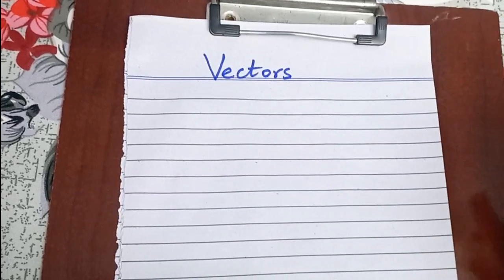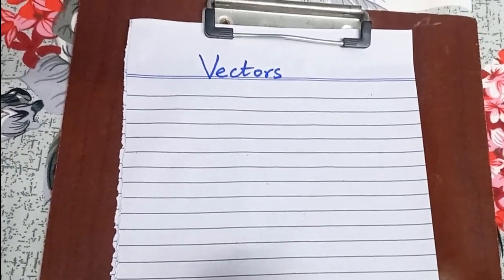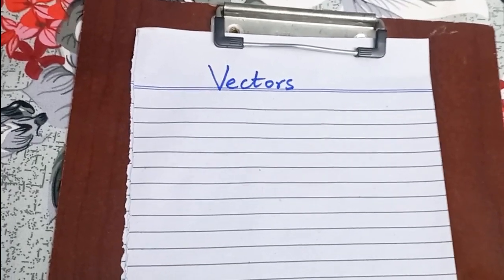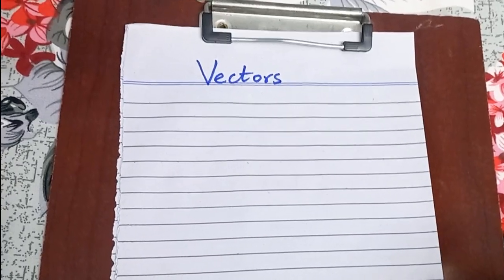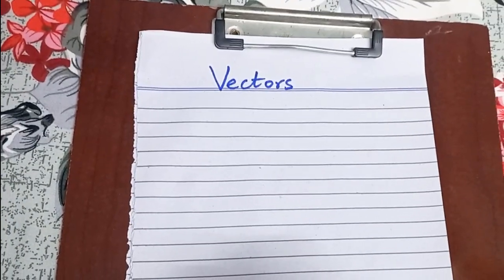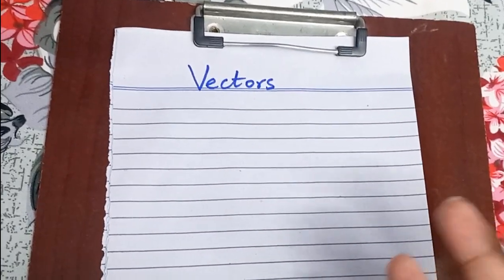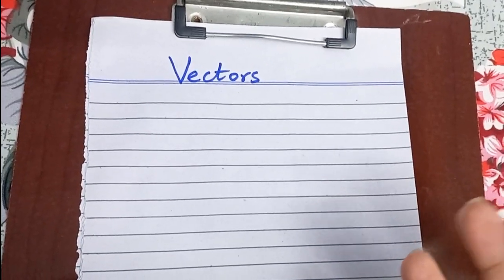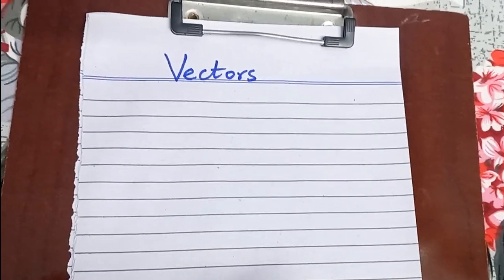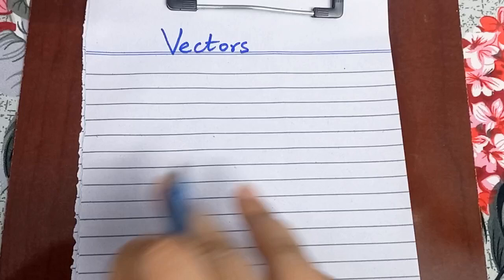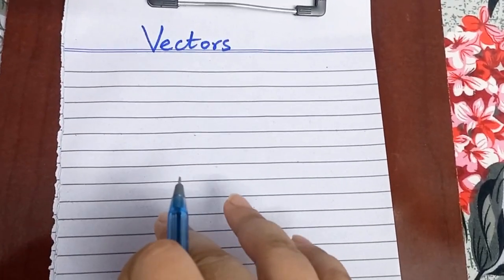In physics we have categorized those physical quantities into two categories. One is scalars and the other is vectors. Scalar quantities and vector quantities. Scalar quantities are those physical quantities which require only magnitude for their complete description. But vectors are those quantities which require magnitude as well as direction for their complete description. I'll explain right now.